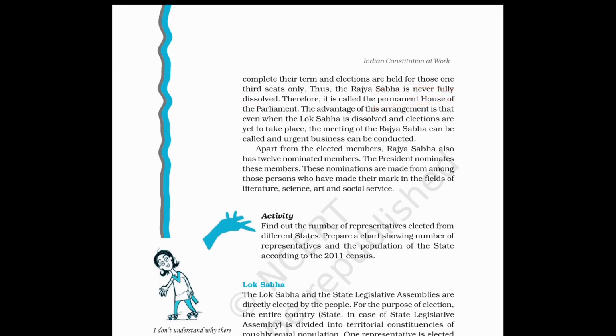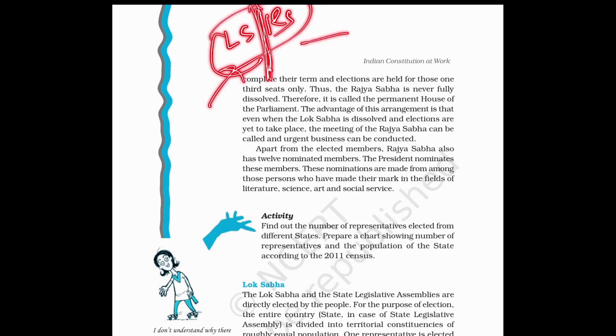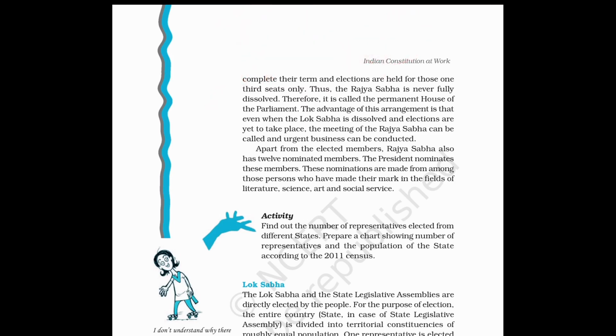The reason for doing this is that even when, let's say, Lok Sabha is dissolved and elections are yet to take place, if there is any urgent matter, you will at least have one house in hand to conduct the meeting and go ahead with that. If both Lok Sabha and Rajya Sabha get dissolved, there will be no house in existence, and if there is some urgent matter, which house will take care of it, because you don't have any house. Therefore it is always important to have one house in place, which is Rajya Sabha.